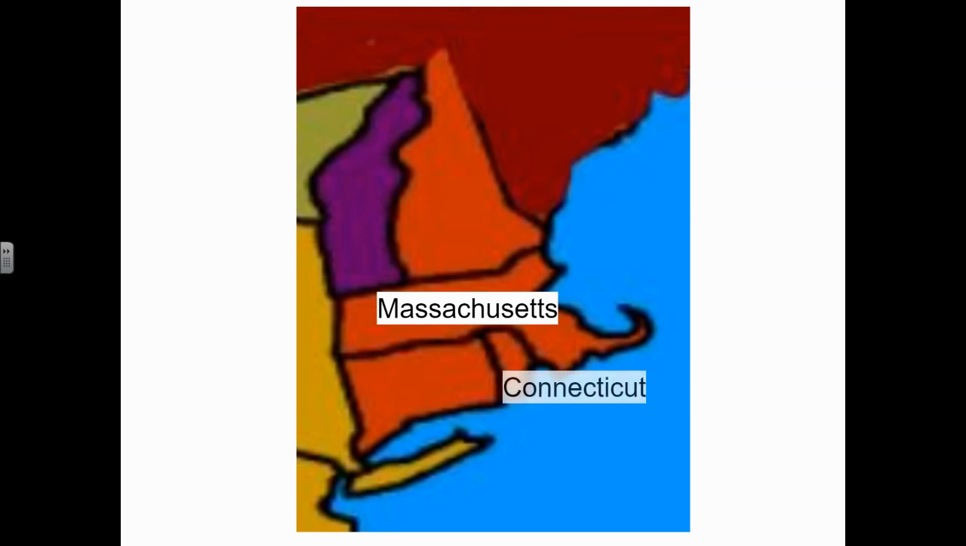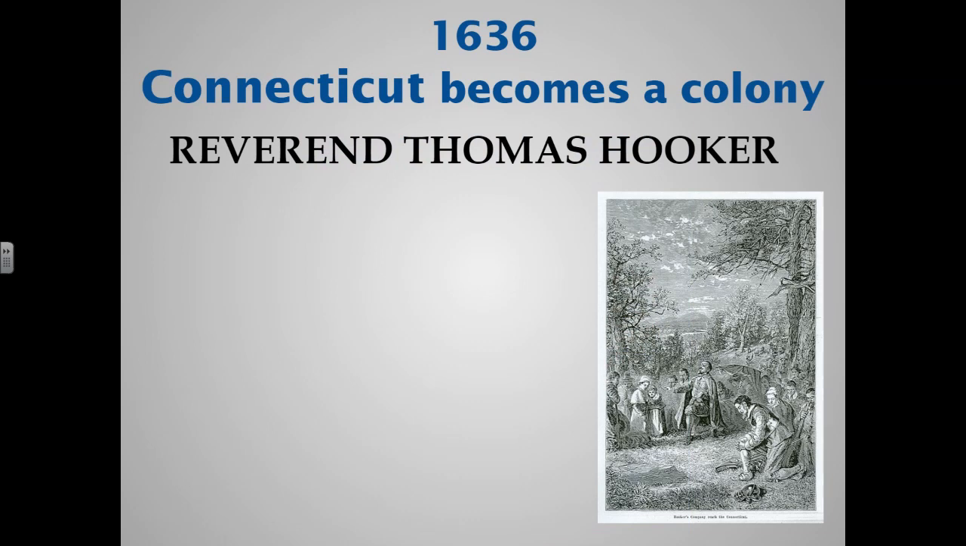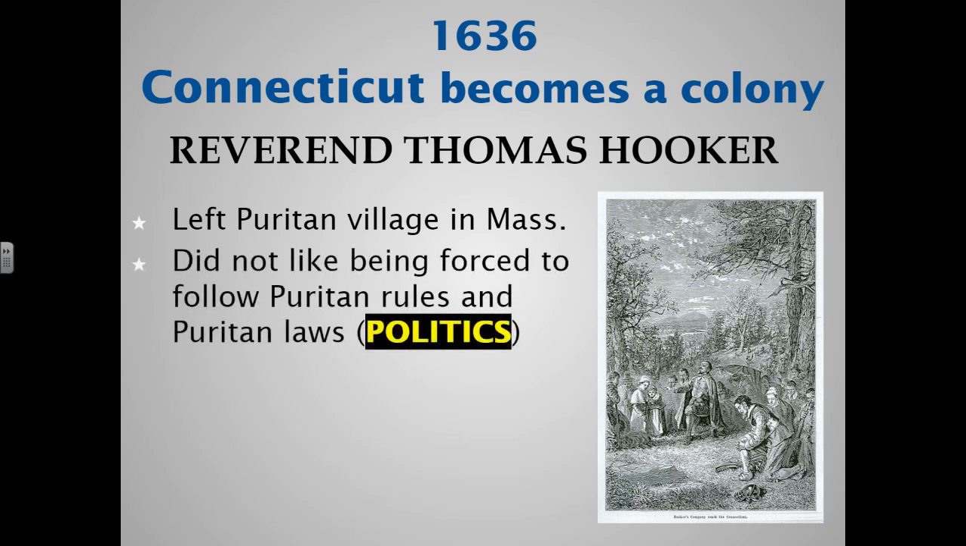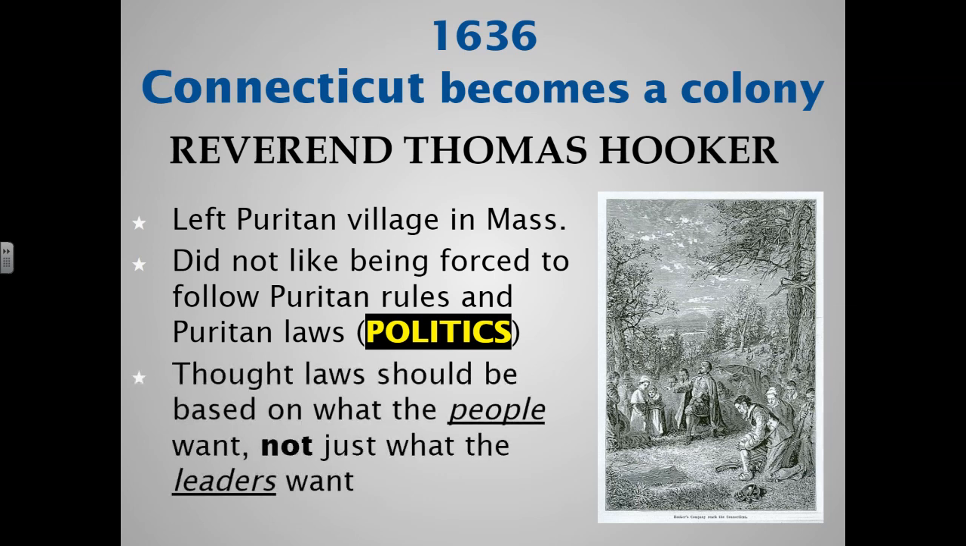And that is actually how the colony of Connecticut came to be formed. It all started in 1636 when a gentleman by the name of Reverend Thomas Hooker was living in a Massachusetts Puritan village. And he ended up leaving this Puritan village because he didn't like being forced to follow the Puritan rules and laws. Now, another word for rules and laws is politics. And so he believed that the Puritan politics were all wrong. In a Puritan village, there were leaders that determined the rules and laws for everybody else to follow. He didn't like those politics.